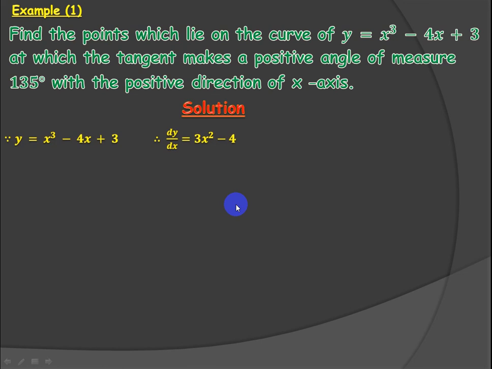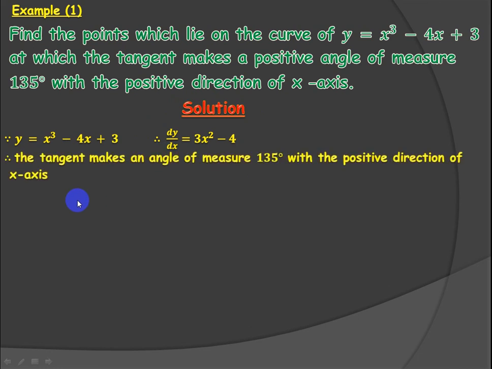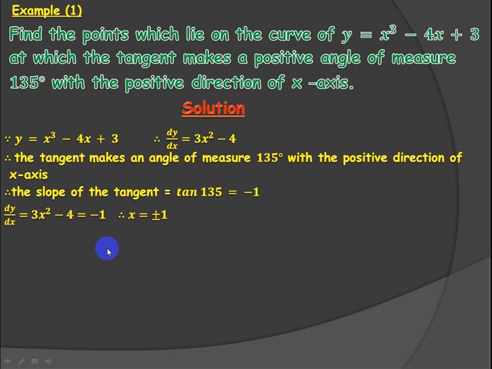First of all, y equals x cubed minus 4x plus 3. So dy by dx in this case will be 3x squared minus 4. This is the first derivative. This derivative will equal the slope of the tangent, which means tan theta. And theta in this case equals 135, so dy by dx equals tan 135, which is -1. This means that 3x squared minus 4 equals -1. By solving this quadratic equation, x will equal positive or negative 1.